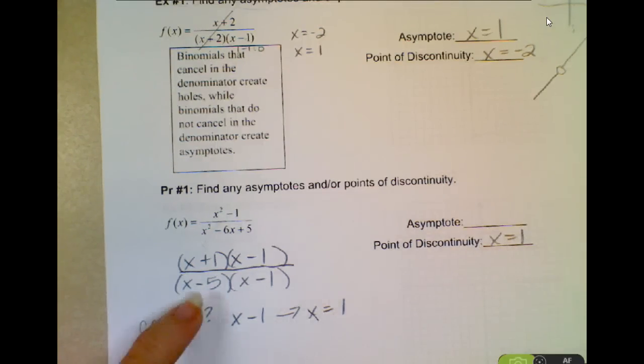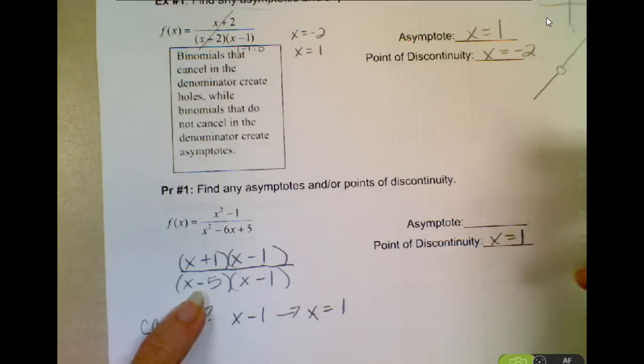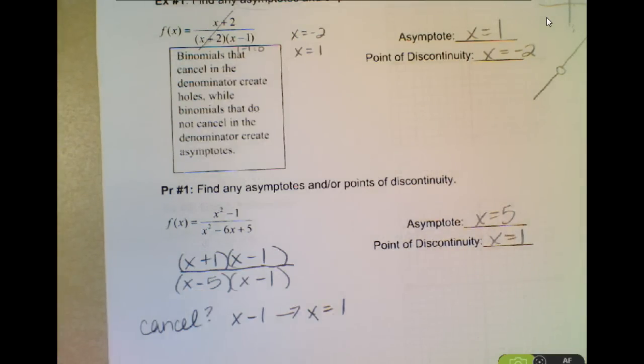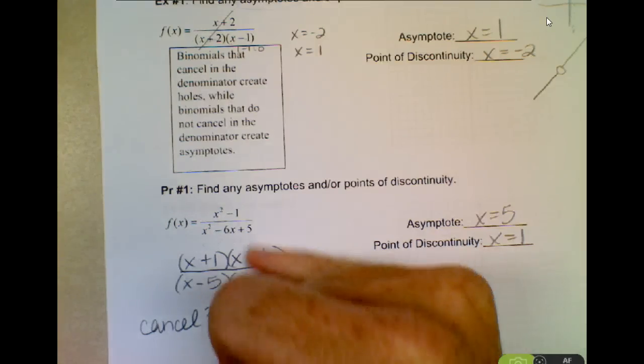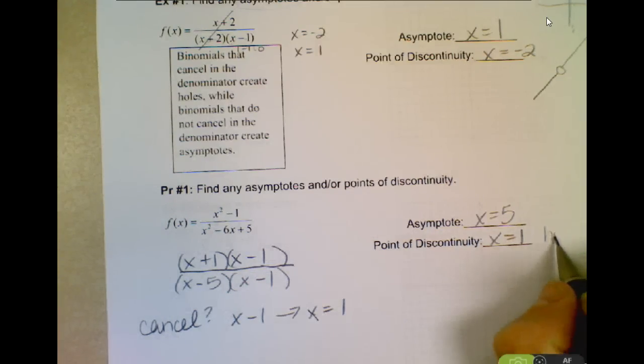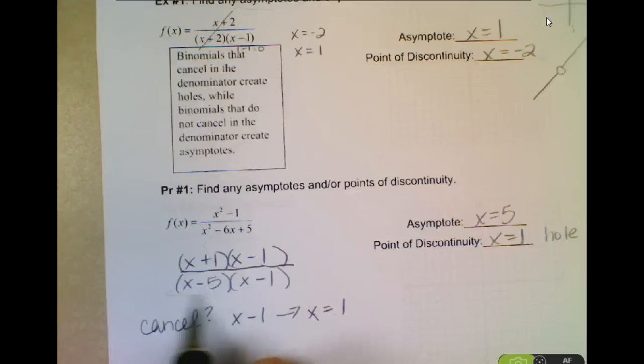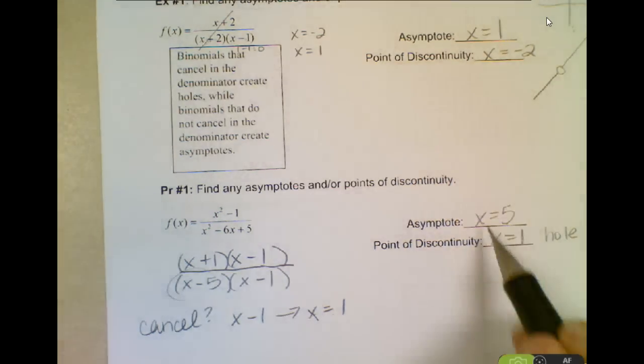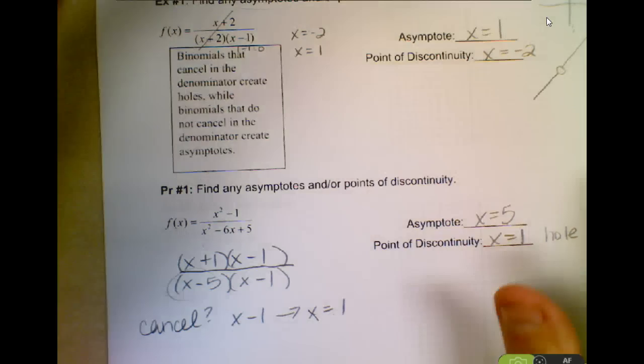Our asymptote is going to be the other binomial in the denominator and wherever that would be set equal to 0. So our asymptote would be at x equals 5. Okay, so remember, if they cancel out, it creates a hole. If it does not cancel out, whatever is on the bottom, that factor, change it into the solution, and that is where our asymptote is going to be. Okay?